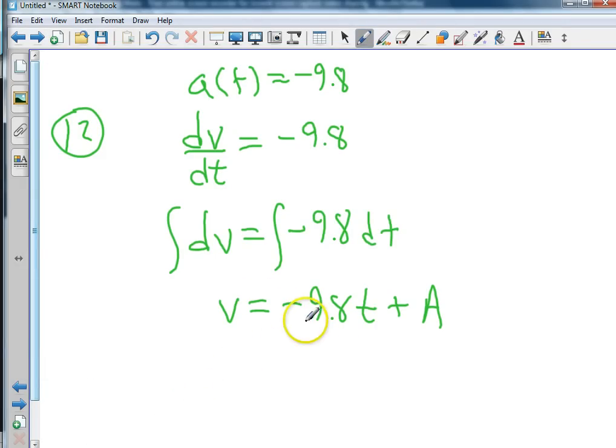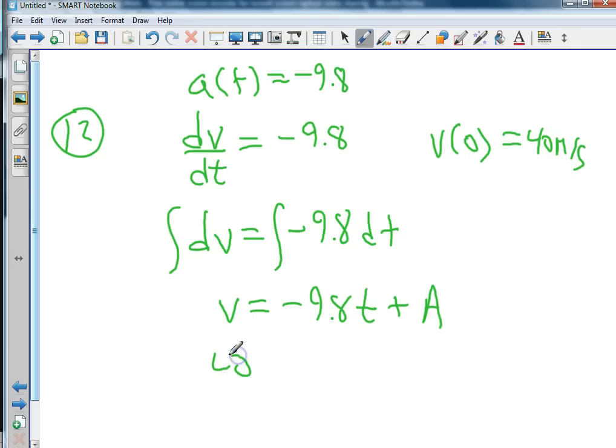Anyway, so how to get a? We got v. Don't we have an initial velocity? What did they tell you? 40, right? Didn't they say, in fact, that v of 0, the initial velocity, is 40 meters per second? They said that. So plug in what?